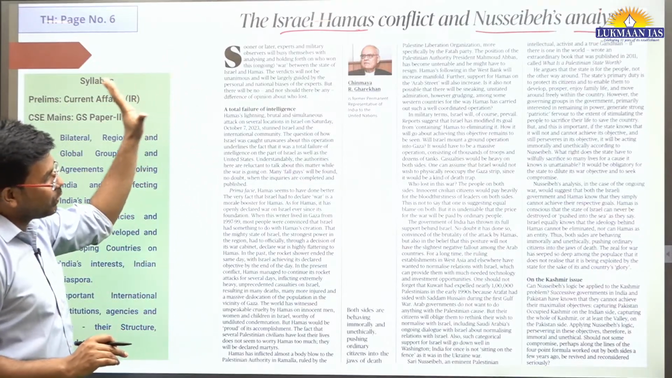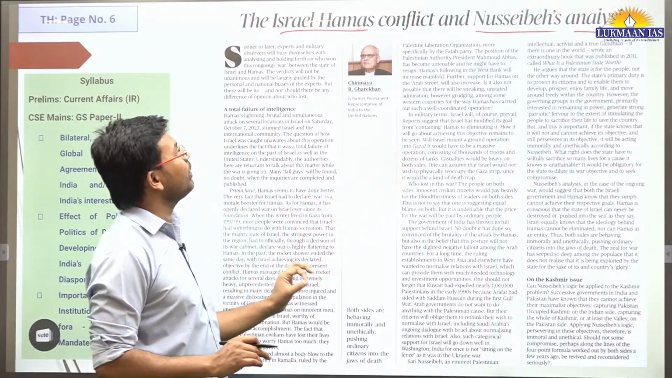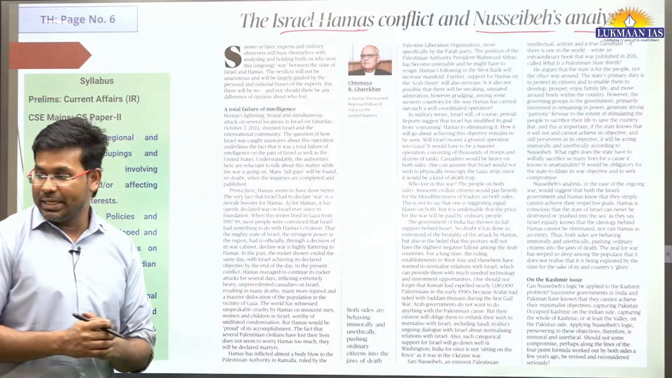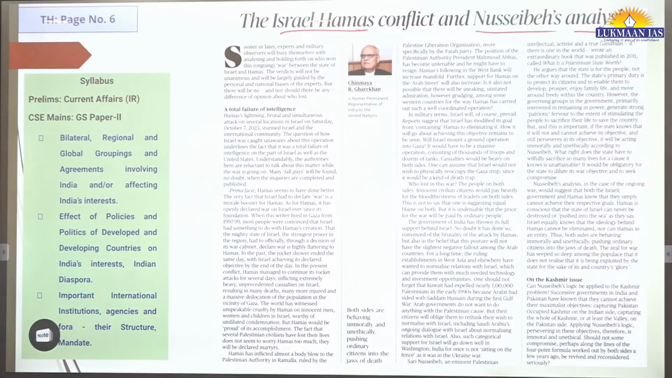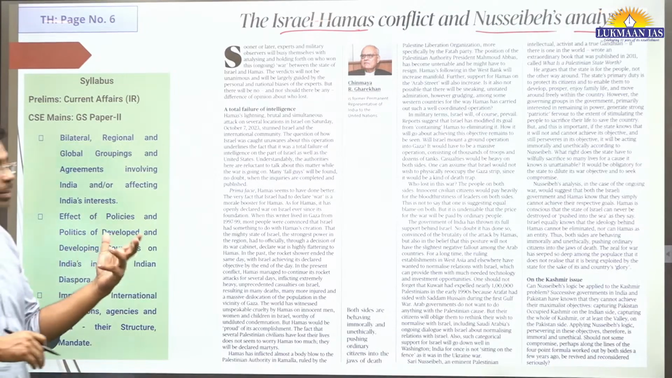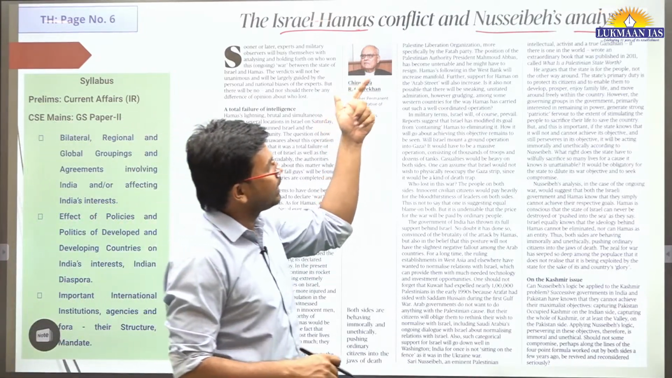So here in this article, they have talked about an analysis by a person whose name is Nusseibeh. He has written a book known as "What is a Palestine State Worth?", meaning what is the worth of a Palestinian state. They have talked about what a Palestinian state would be worth.